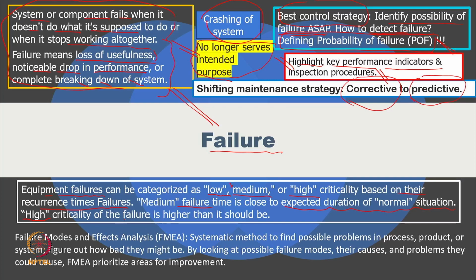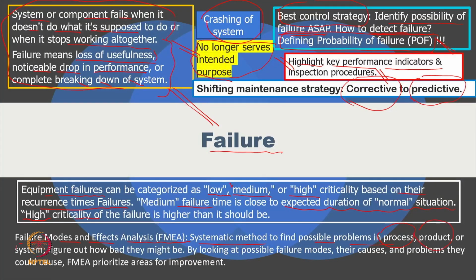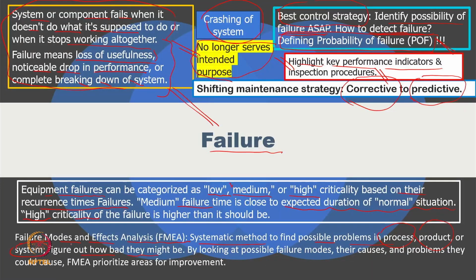These are some of the terminologies we will be using in our next lecture. The next lecture topic, which I am also defining, is failure mode and effect analysis, FMEA. This is a systematic method to find possible problems in a process, whether a manufacturing process, an assembly process, a product or a system. FMEA can be utilized for all, and we need to figure out what kind of failure it is and how bad that failure will be.